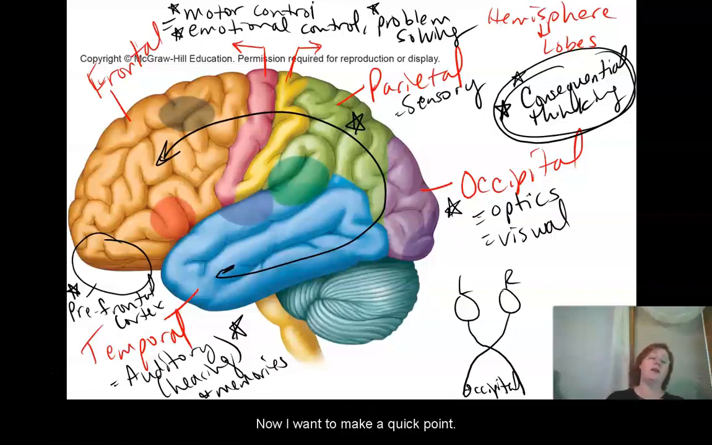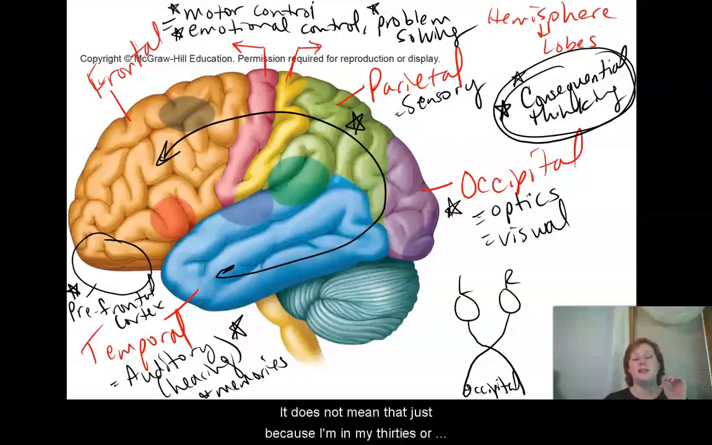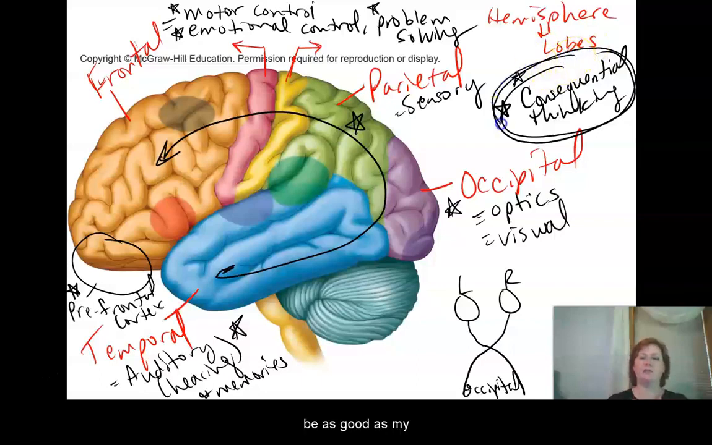Now, I want to make a quick point here. That does not mean that just because I'm in my 30s or 40s, I can make good decisions and good consequential thinking. And it also does not mean that just because I am 18, I cannot make good consequential thinking. What it means is that my 16-year-old brain will not be as good as my 30-year-old brain at doing that.